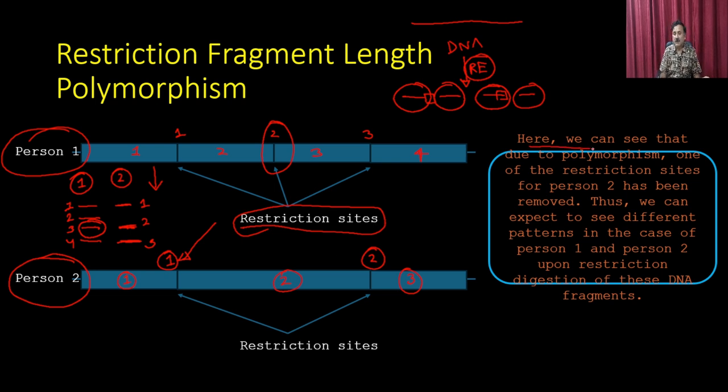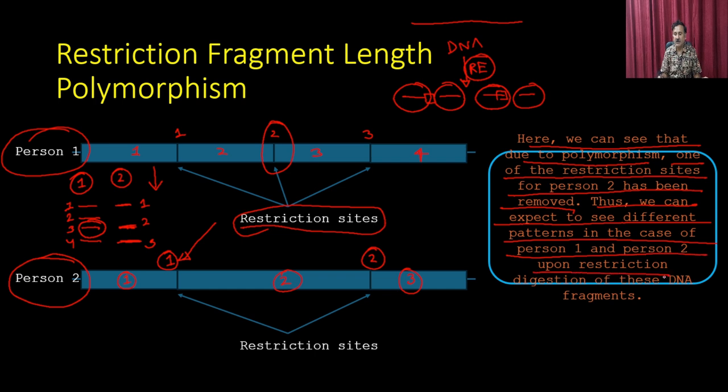This means person 1 and 2 are not related to each other, they are of a distant relationship. So here you can see that due to the polymorphism, one of the restriction sites for person 2 has been removed. Thus, we can expect to see a different pattern in the case of person 1 and person 2 upon restriction digestion of these DNA fragments.